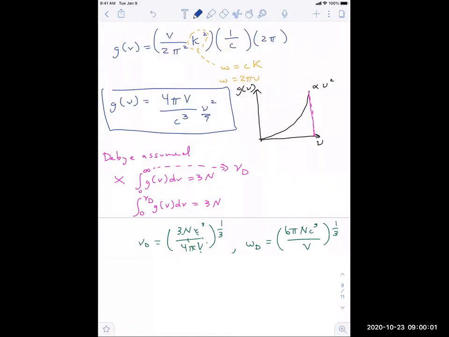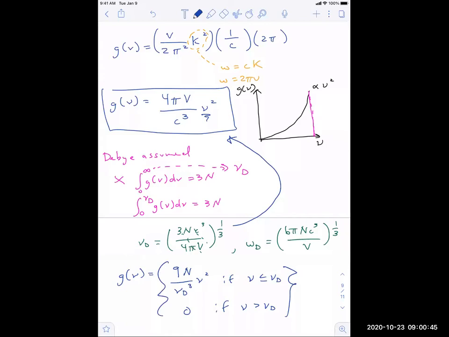And so we really have a piecewise function for g of nu, where it equals this 9N over the Debye frequency cubed. So this is just doing some manipulations to get us in a relatively simple space. I'm plugging in the Debye frequency into this g of nu expression just to get a simpler expression. And then otherwise it equals 0. So if our frequency is above this critical frequency, then we have no population of those states.